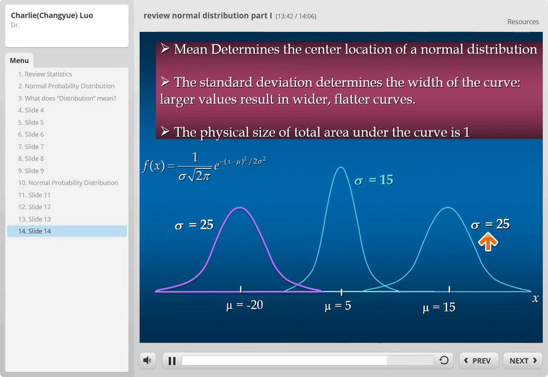The other thing we need to know is that the physical size of the total area under the curve is always 1. For example, the physical size under this purple curve is 1. The physical size under this curve is 1 as well. The physical size under this area and above the x-axis is 1.